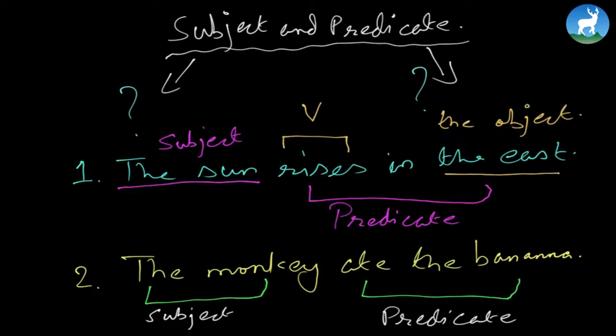Again, we go for the second example. The monkey ate the banana. Here, again, the action word is the verb. Ate is the verb, while what follows after the verb is always the object. And here the object is the banana. So what happened to the banana? The monkey ate it. See, the object is answering the subject. So this is how it goes.